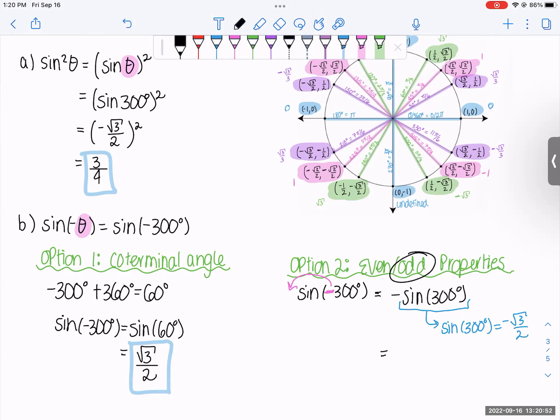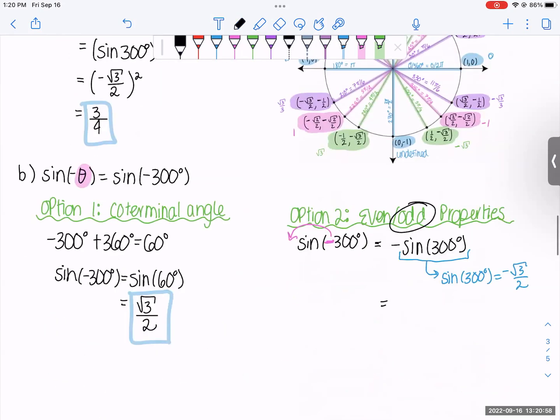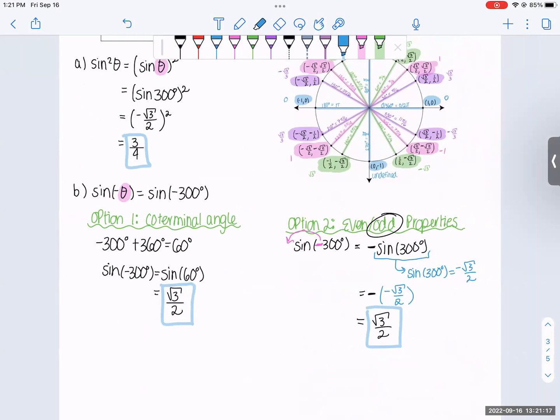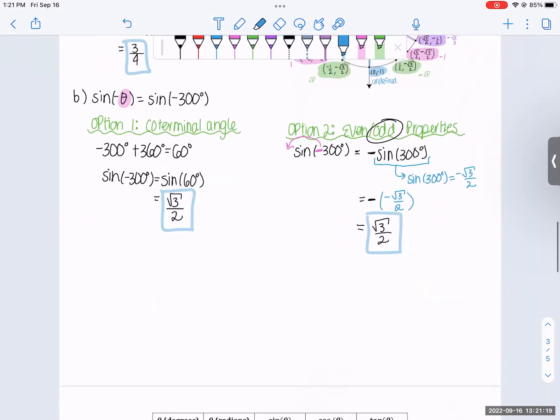So if that's what sine of 300 degrees is, we have this negative on the outside, that's that one. And then negative square root 3 over 2. Those negatives cancel and you get square root 3 over 2. So either way, you get to the same answer. One of them uses the even and odd properties.